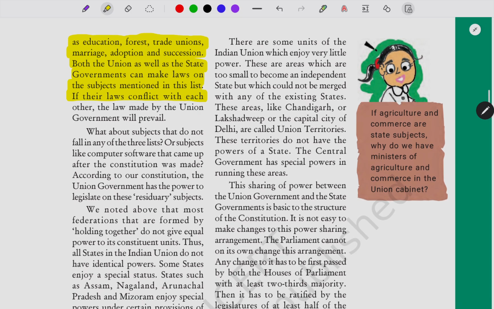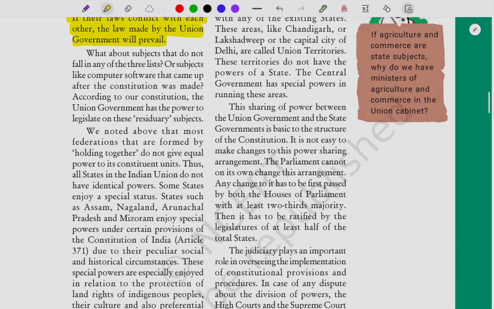If their laws conflict with each other, the law made by the union government will prevail, because in holding together federations like India, the union government has more authority than the state government. Now, what about the subjects that do not fall in any of the three lists, or subjects like computer software that came up after the constitution was made? According to our constitution, the union government has the power to legislate on these residuary subjects.